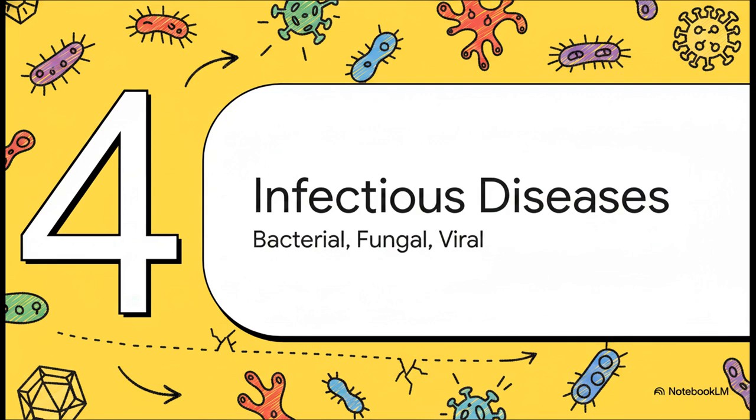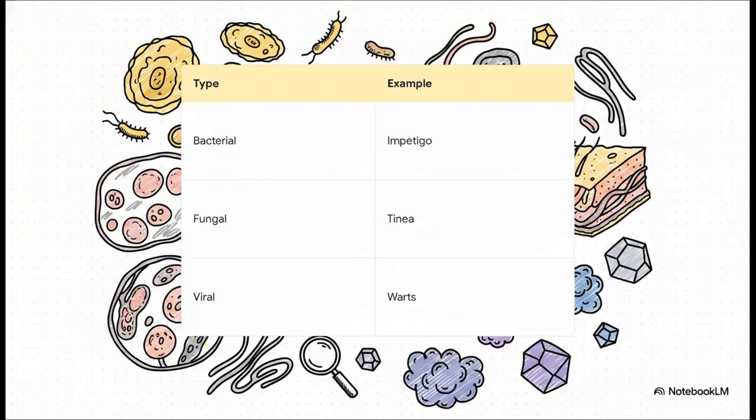All right, let's pivot. We've looked at the body fighting itself. Now Section 4, infectious skin diseases, where foreign invaders break through the barrier. We can broadly categorize these external pathogens into three main groups. You have bacterial infections, like Staphylococcus aureus, which cause superficial yellow sores known as impetigo.